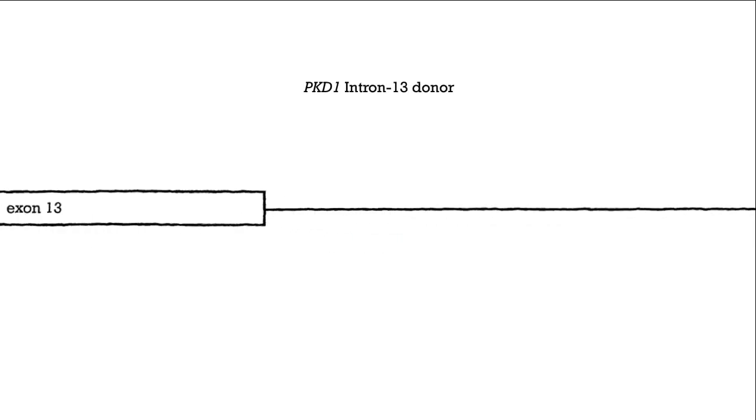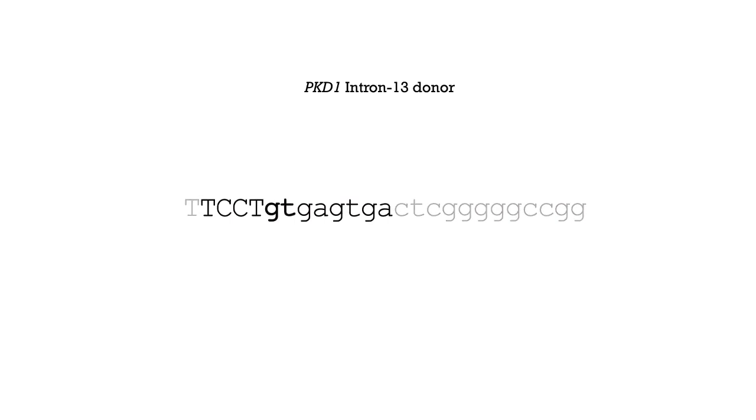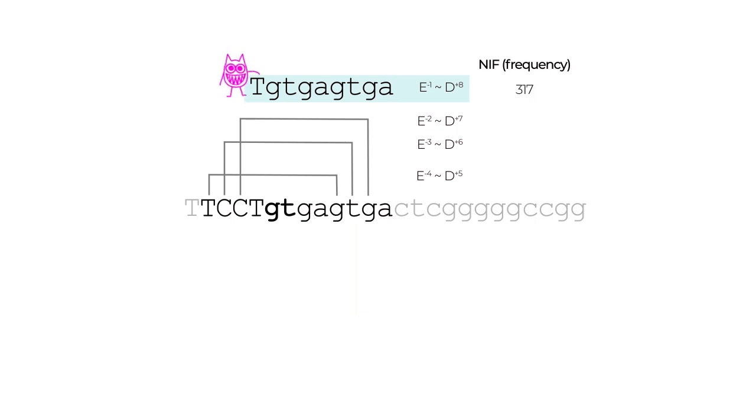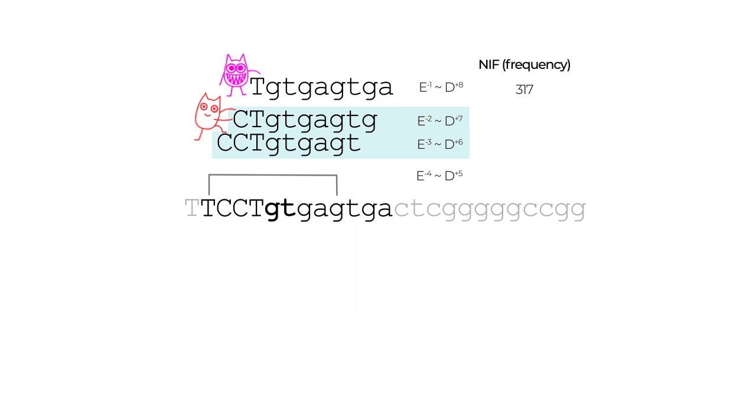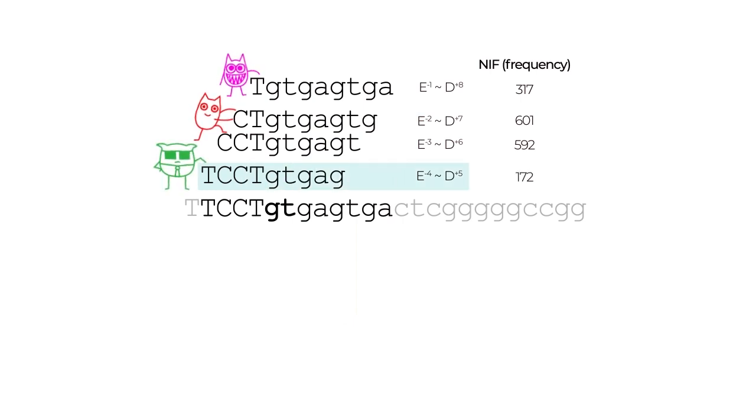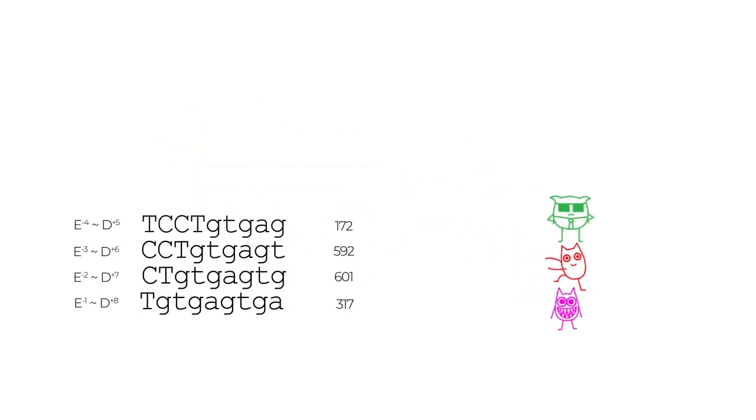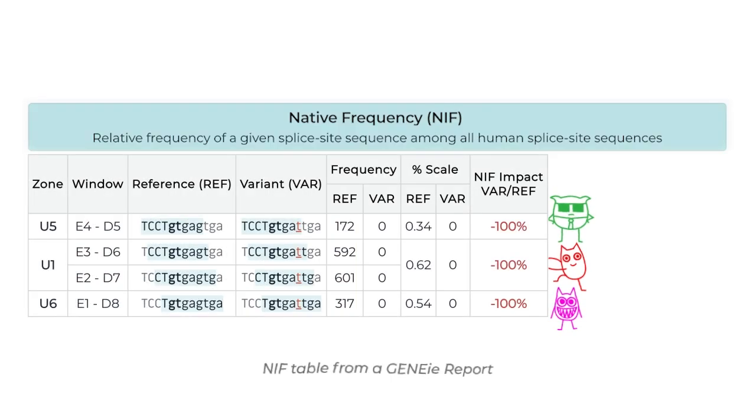Let's look at the PKD1 intron 13 donor. Here are the 4 sequence windows. The most intronic window, where U6 binds, is found in 317 other introns. The 2 central windows, where U1 binds, in 601 and 592 introns. And the most exonic window, where U5 binds, is found in 172 different introns. NIF tells you that these sequences splice efficiently at hundreds of different introns.